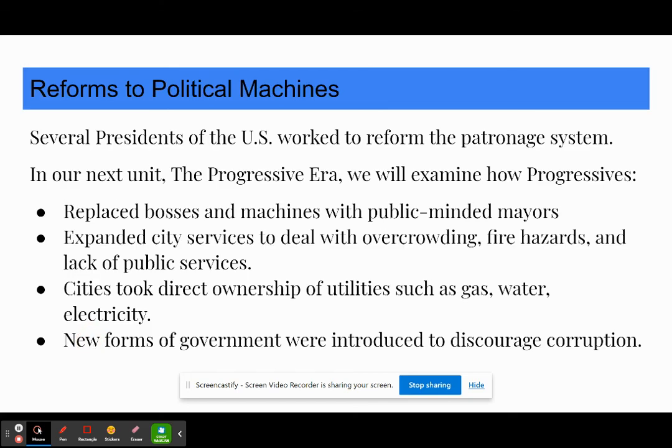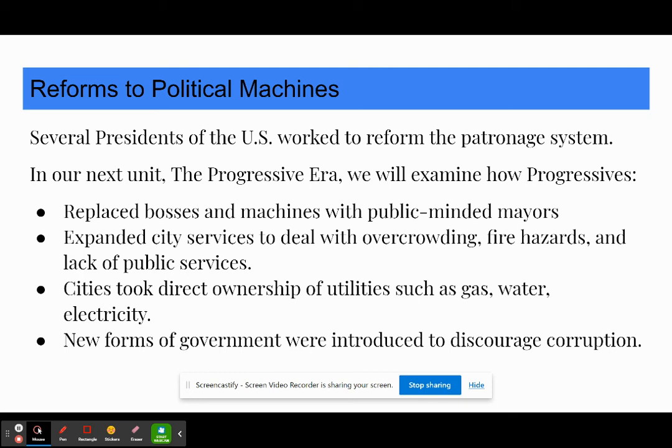What we'll see in our next unit is the progressive system, and there will be reforms to city politics that make them less corrupt. Several presidents of the US worked to reform the patronage system. This was the giving out of civil service jobs to people who were not qualified.